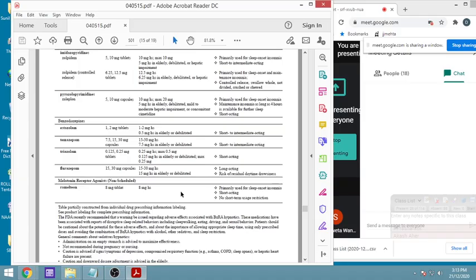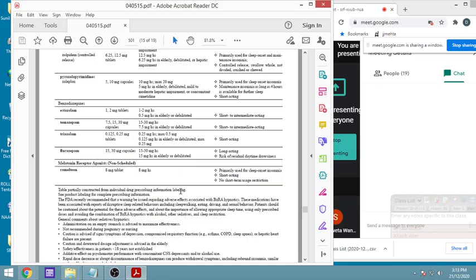Ramelteon is a melatonin receptor agonist. An 8 mg tablet is given, primarily used for sleep onset insomnia, a short acting type of drug. So these are various drugs which are available. Most of these, when we are taking, we call it as HS, that is, before going to bed, because we do not want any daytime sleep. So before the person goes to sleep, these drugs are to be given.